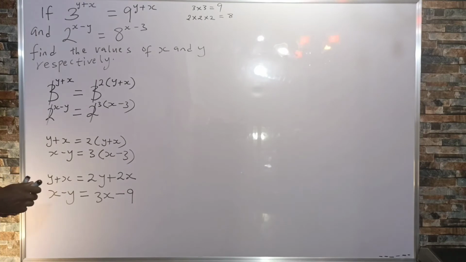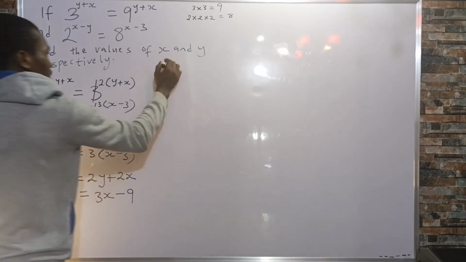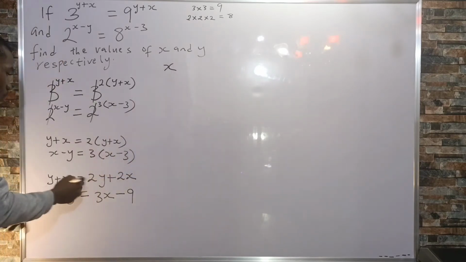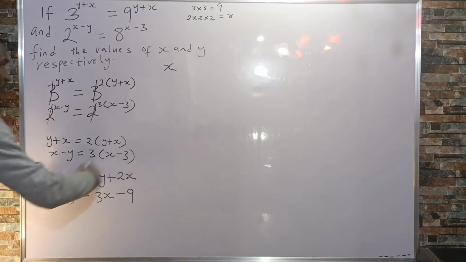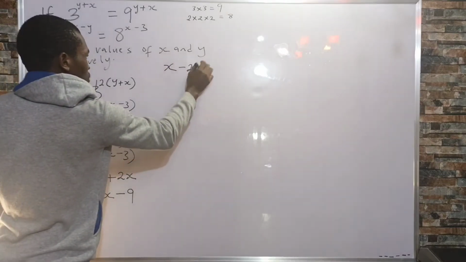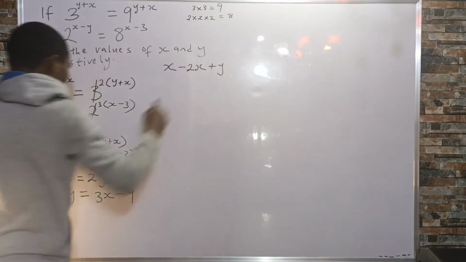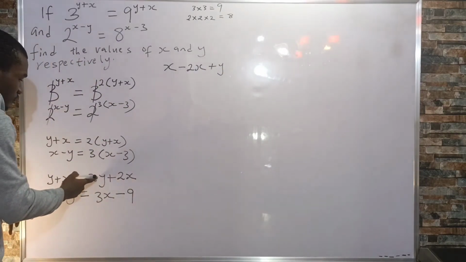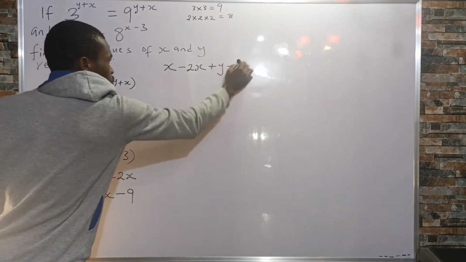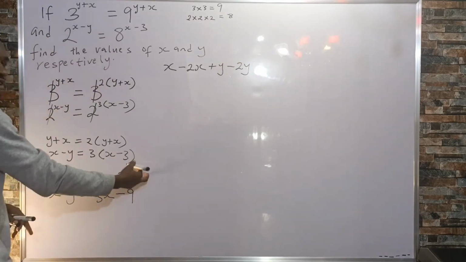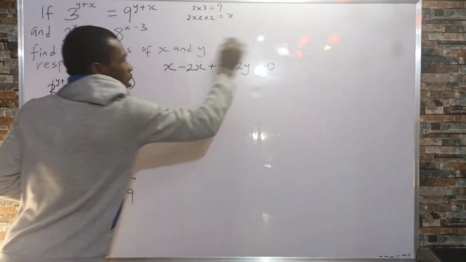Then let's collect the like terms. Remember, we have x here already, so I put down the x. Then when I take positive 2x to the left-hand side of the equation, the sign will change to negative 2x. Then I already have y here, which is plus y. At the same time, if I take 2y to the left-hand side of the equation, it will change to negative 2y. And nothing is remaining on the right-hand side of the equation, hence I equate to 0.